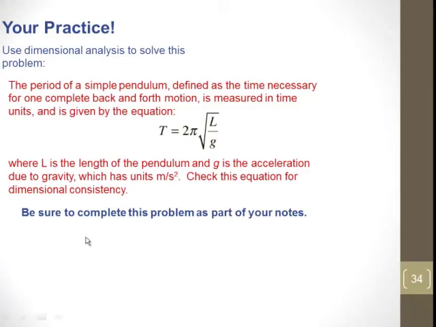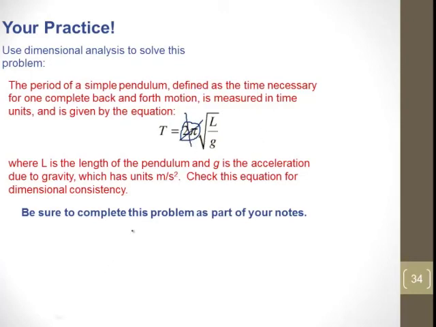So let's take a look at what we will be working with. So we start with T equals 2 pi times the square root of L over G. First thing you want to recognize is 2 pi is a constant. Pi is actually a number, right? 3.14 and so on. So that is a constant. Constants do not enter into dimensional analysis, so we're just going to totally get rid of that.